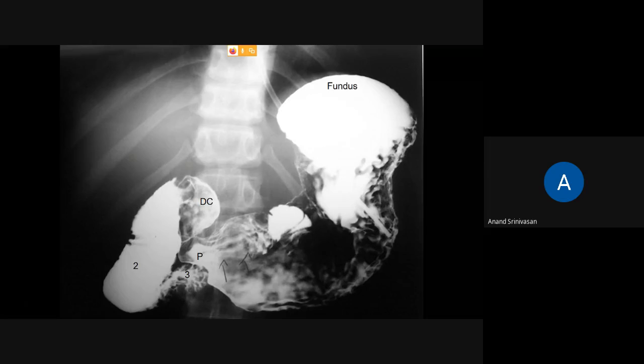Yet another imaging technique. What is this DC? It's the duodenal cap, the pylorus, second and third part of the duodenum. I'm just showing you the normal ones. Try to see the normal ones as much as possible, then you go in for the abnormal ones.